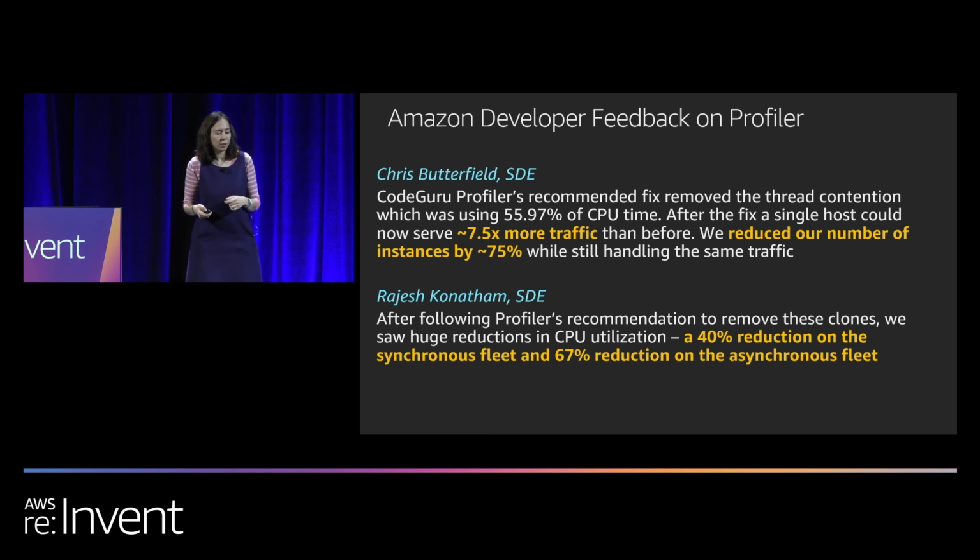And Rajesh is another software development engineer who had just finished writing code, and he wanted to make sure that it was not causing any performance issues. He ran it on pre-prod performance testing, and he found out from the visualizations he was using that he was creating cloning values even when that was not necessary. And this wasted cloning was contributing to high CPU utilization. So after following the recommendation from the profiler, he was able to achieve a 40% reduction, or between 40 and 67% reduction, in fleet utilization.